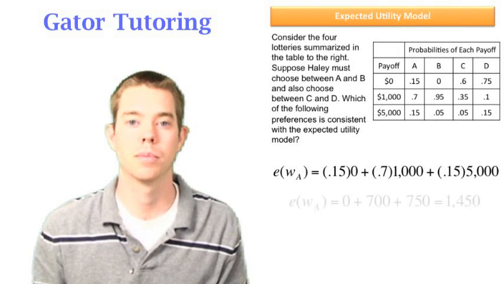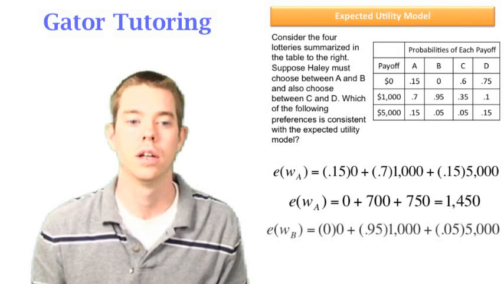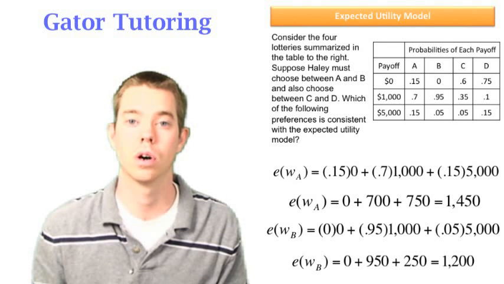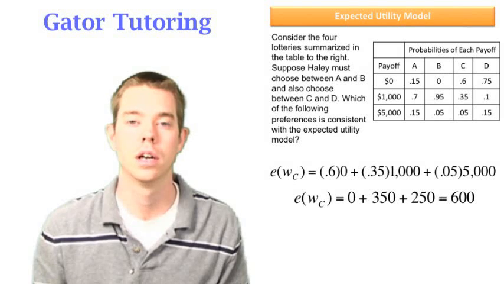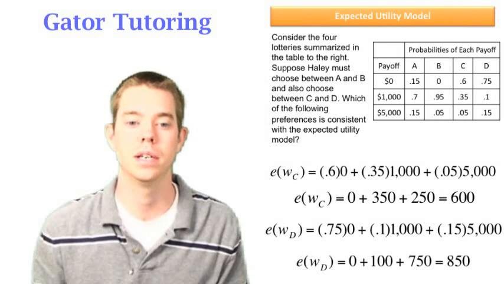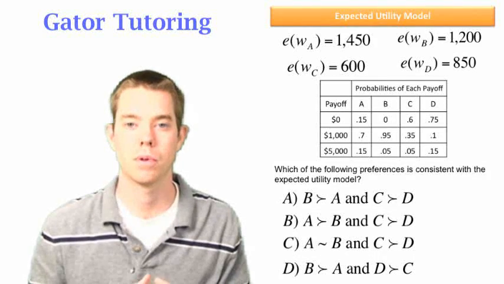So expected wealth of gamble A is $1,450, the expected wealth of gamble B we find to be $1,200, the expected wealth of gamble C we find to be $600, and the expected wealth of gamble D we find to be $850. So now that we found those expected wealths, let's take a look at our answer choices.